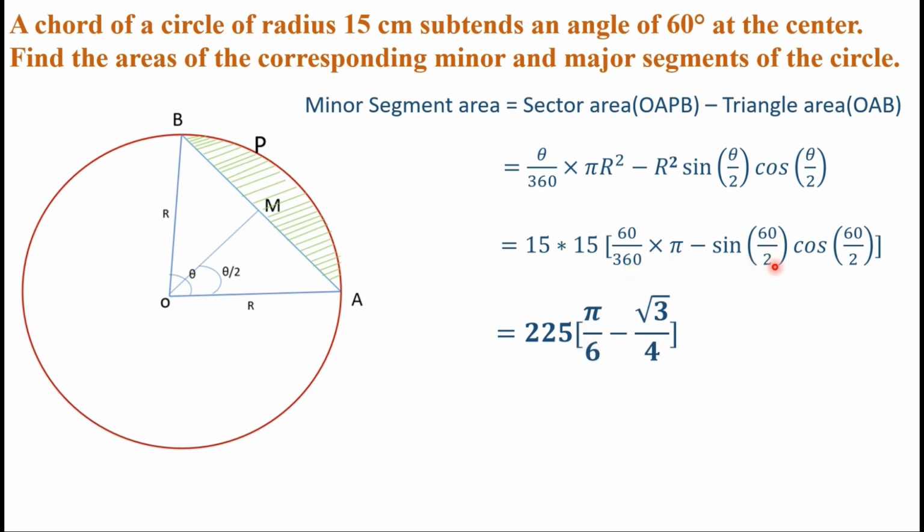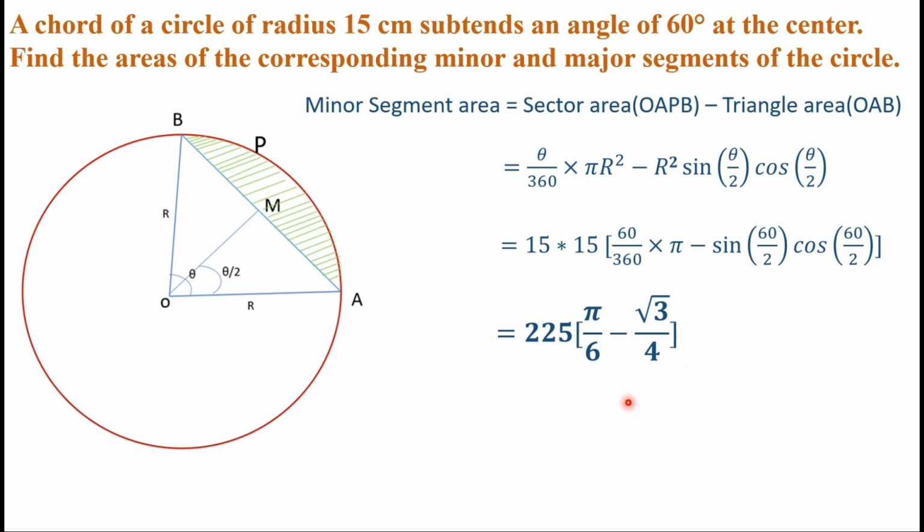And sin 60 by 2 is sin 30, right? Sin 30 is 1 by 2. Cos 30 is root 3 by 2. So 2 multiplied, you get 4 here, so root 3 by 4. You can see how in just 2 steps we have found the minor segment area. You can simplify this expression by substituting the values of pi and root 3.